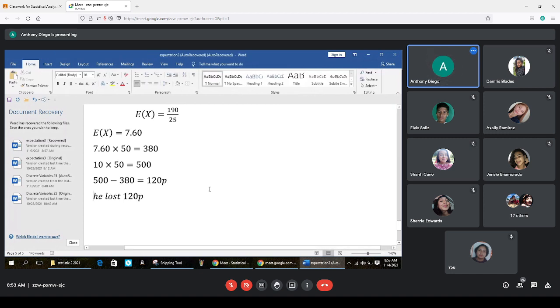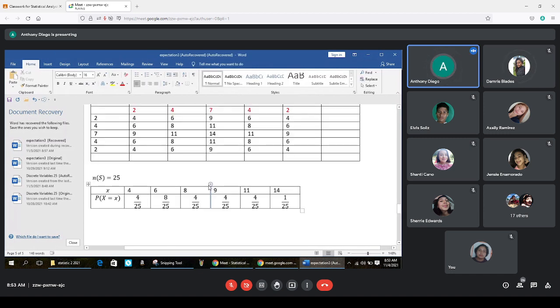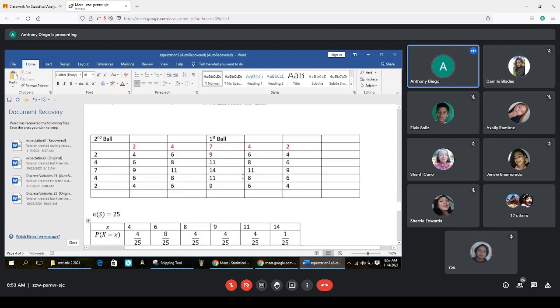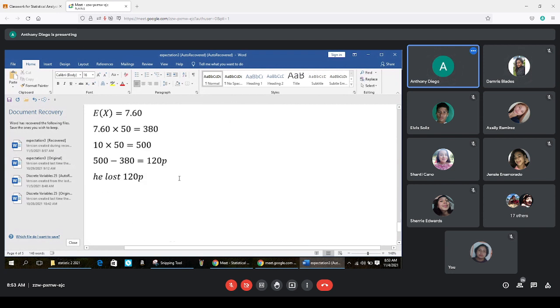So he lost. Because the problem was asking, if the player paid 10 pence for each game and received back a number of pence equal to his score, calculate the player's expected gain or loss. So he lost. That was 120 pence. Are there any questions?